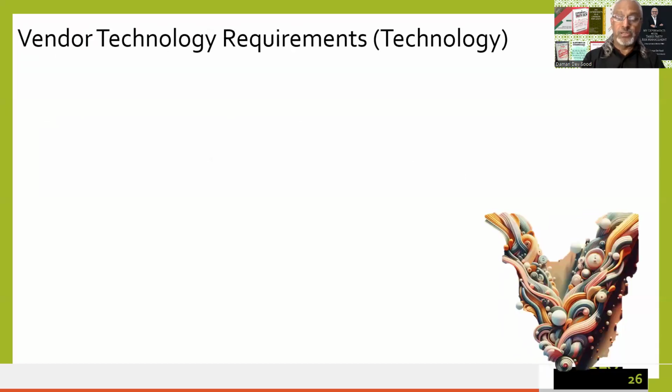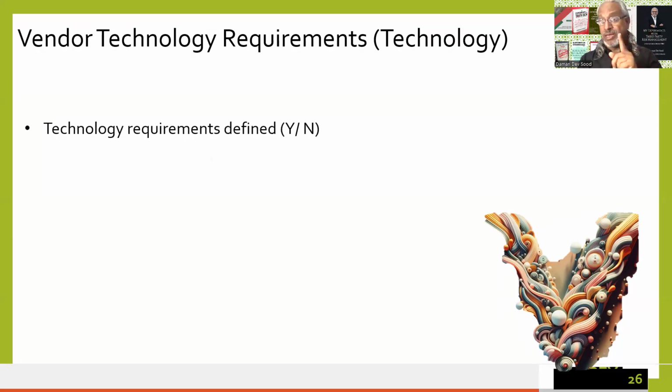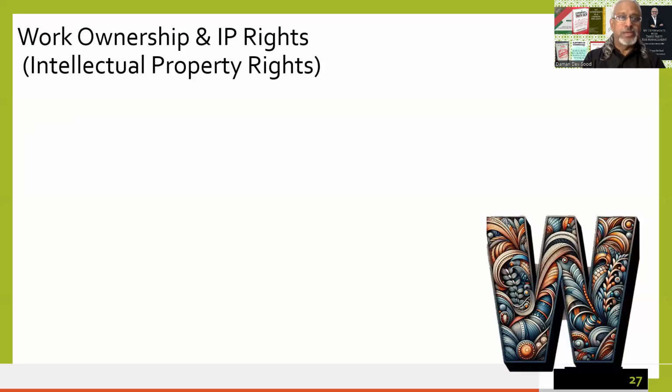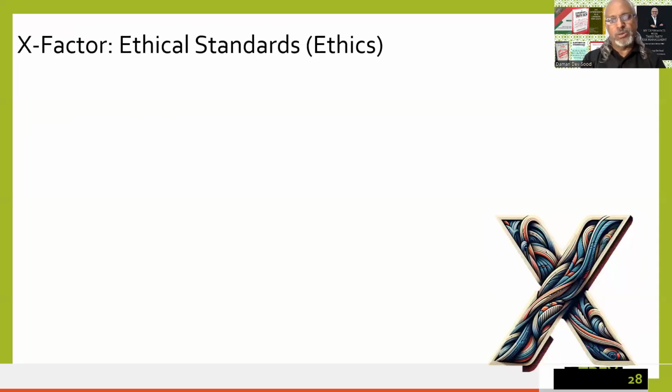V is vendor technology requirements. What technology will they be using? They are allowed to use from you, by you, including the AI usage policy. And the moment you expect your third parties to have an AI usage policy, you first need to have your own in-house. And what are those contents? W is work ownership and IP rights. So has this clause, IPR clause, been defined, and what are the contents?